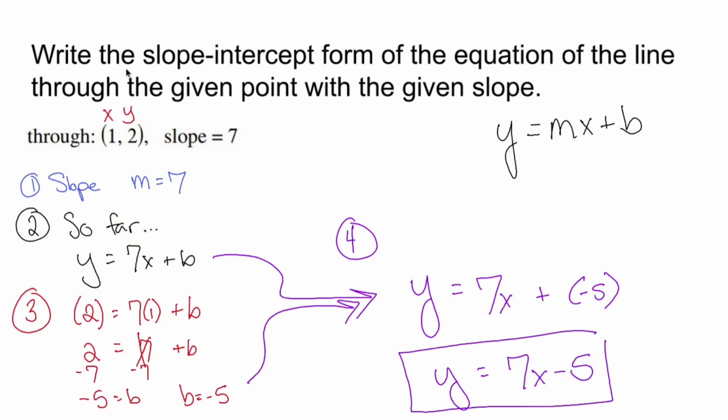So if you are being asked to write an equation in slope-intercept form and you're given the slope and a point, identify your slope, write out what you have so far, use your point to find out b, and then step 4 is put it all together and you're done.